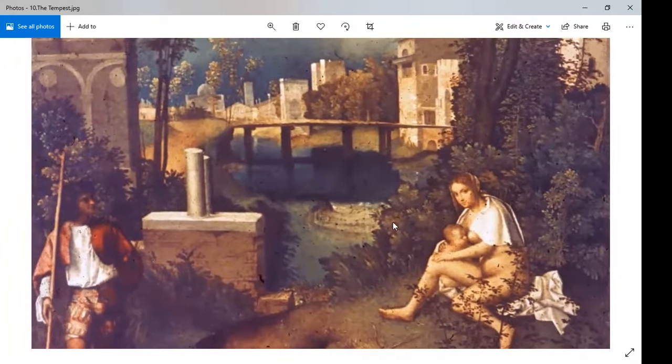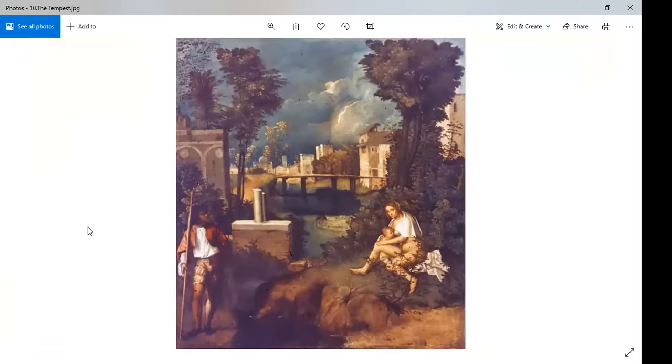Or some people wonder, is this her husband? But it doesn't make much sense. He could be standing there guarding her. That's true. That's one possibility. But he also has a little bit of a leer on his face.